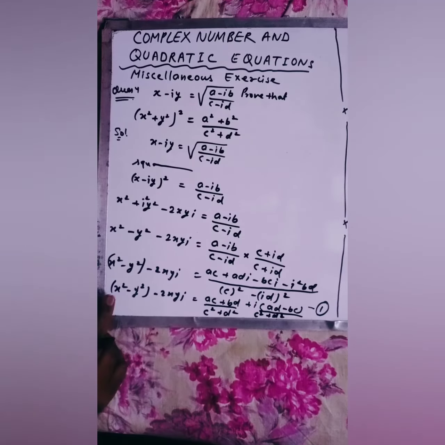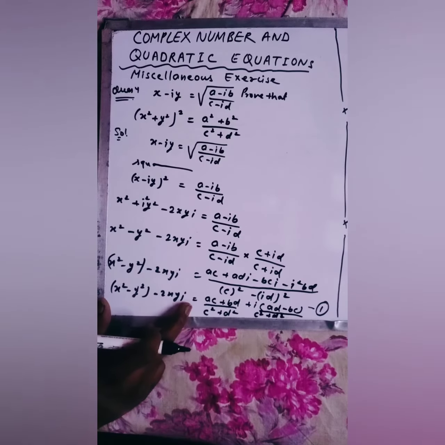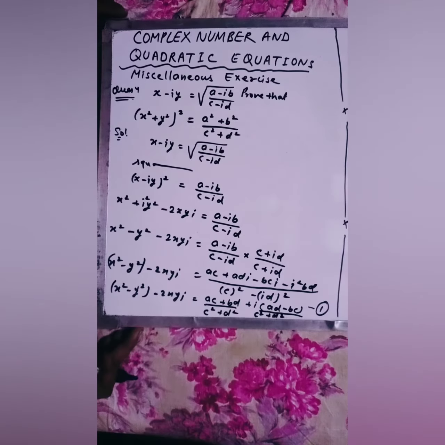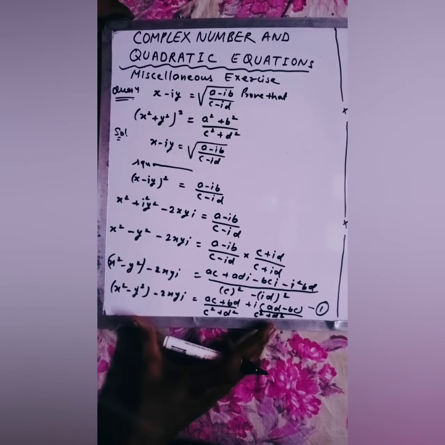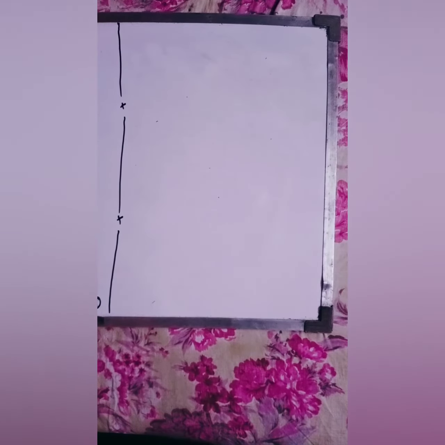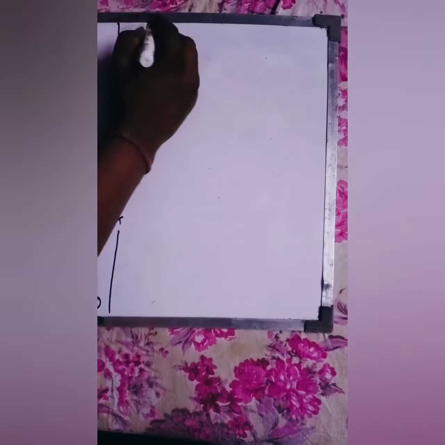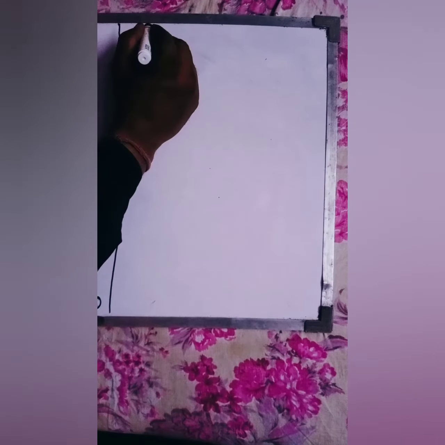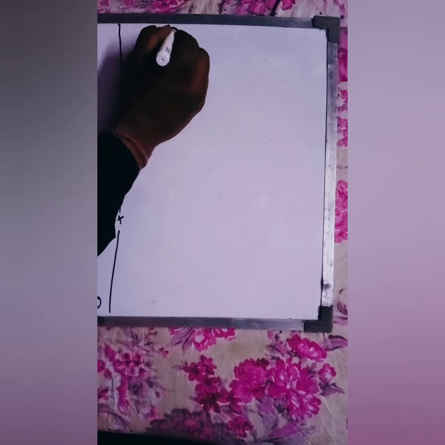So what I will do, I will write x square minus y square plus 2xy iota is equals to, only this sign I will change. Okay, so I'm doing this on the next page. So this is your equation number 1, mark it. So here you have to write taking conjugate.